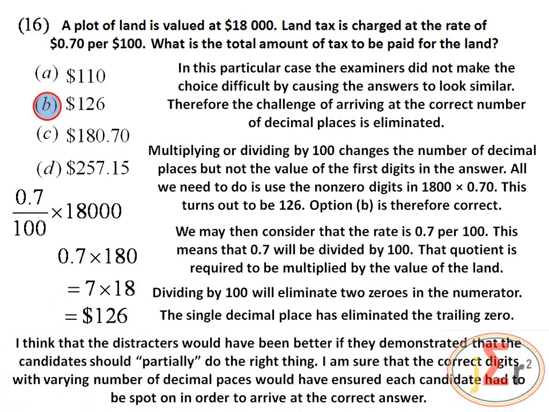I think that the distractors would have been better if they demonstrated that the candidate should partially do the right thing. I am sure that the correct digits with varying number of decimal places would have ensured that each candidate had to be spot on in order to arrive at the correct answer. But because only one option contains the correct digits, then we just breeze through this problem as soon as we have discovered the right sequence of digits that must be in the answer.